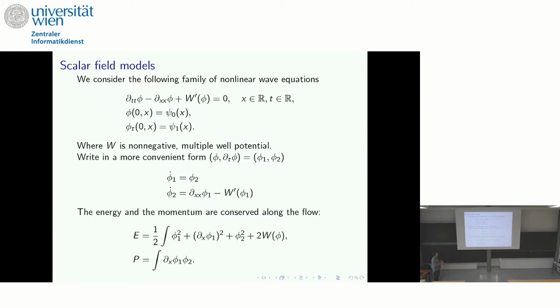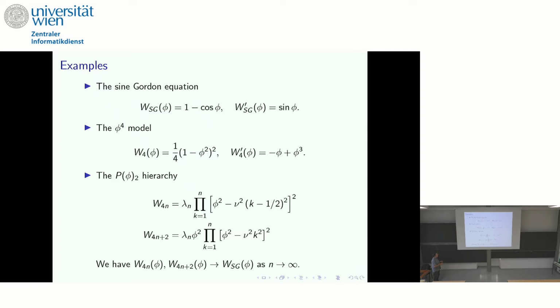I will always write it as a system, it's more convenient. So what are the examples? The famous example is, of course, the sine-Gordon equation, where the nonlinearity is just sine of phi, and the potential you can take as 1 minus cosine phi. It has infinitely many wells; it's periodic. The second, I think most interesting, example is the phi4 model. The phi4 model has a very simple quartic potential, that's why it's called phi4, and the nonlinearity is cubic. It's very simple.